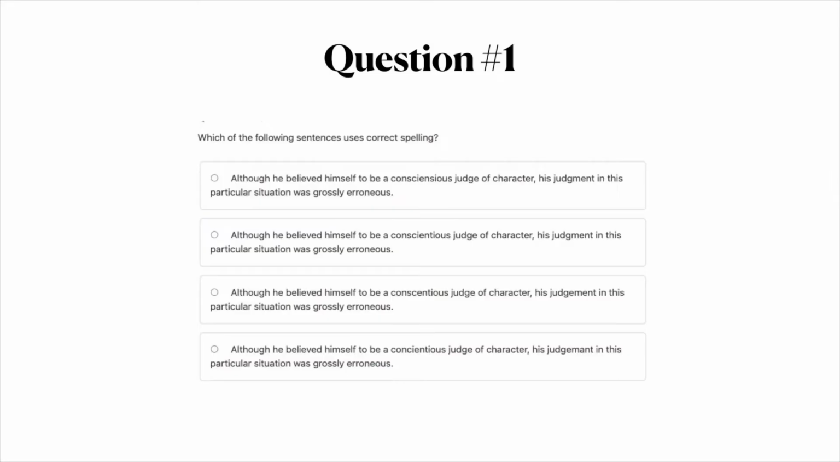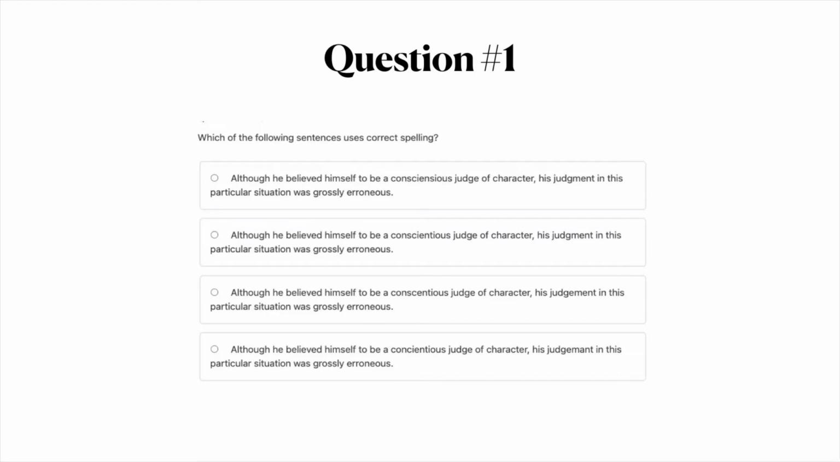Question number 1. Which of the following sentences uses correct spelling? Although he believed himself to be a conscientious judge of character, his judgment in this particular situation was grossly erroneous. All right, so go ahead and pause the video, give yourself a minute to look through these different options, and then turn the video back on when you're ready to hear the answer.